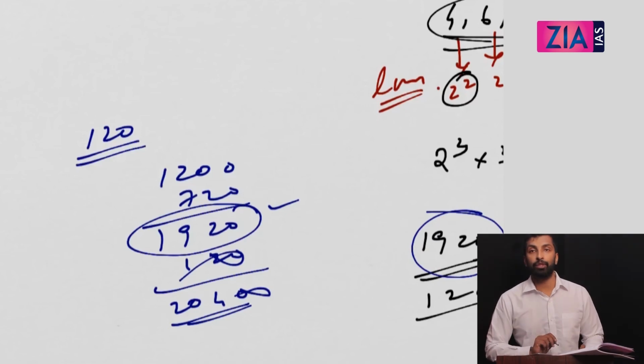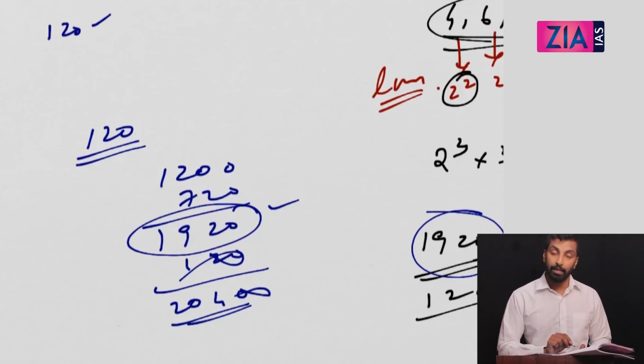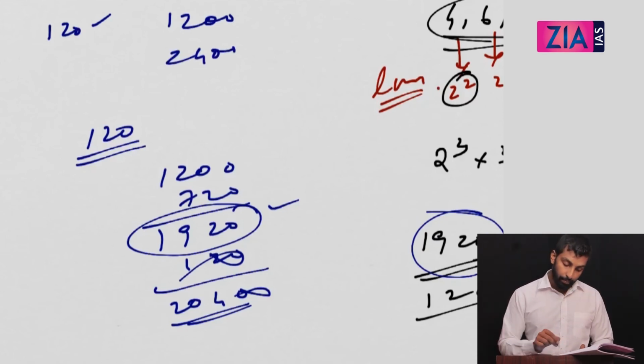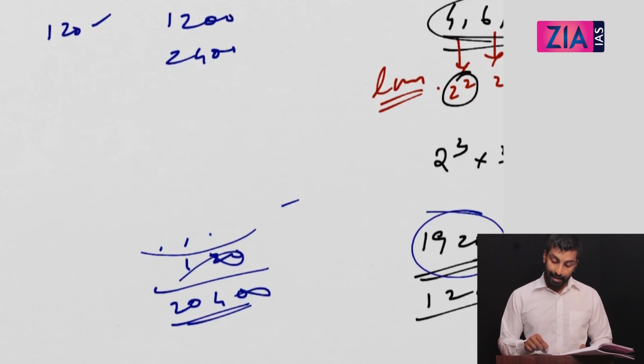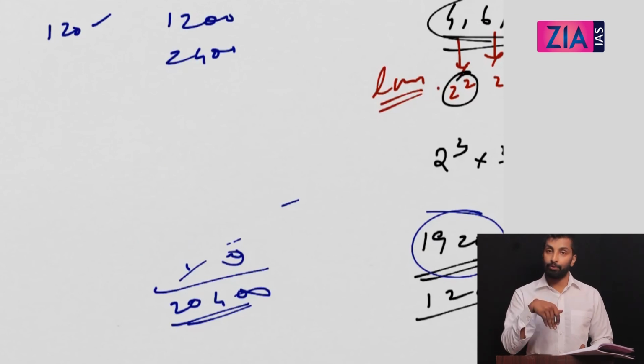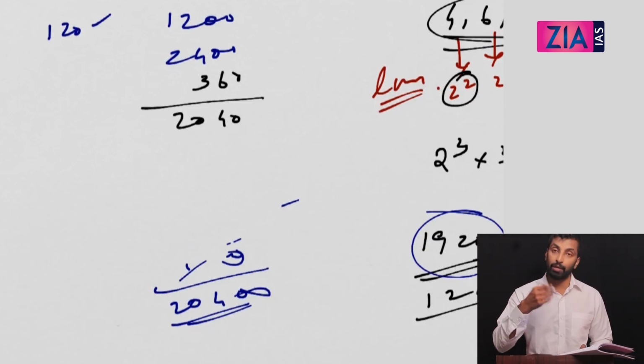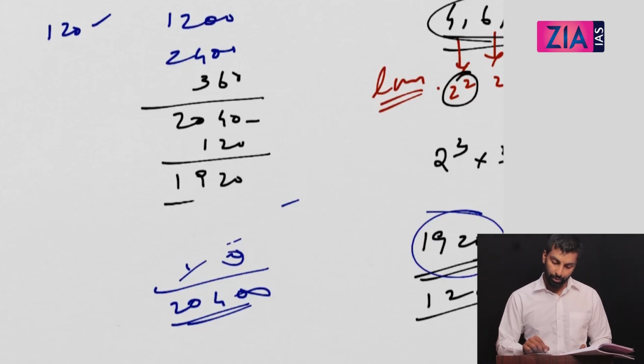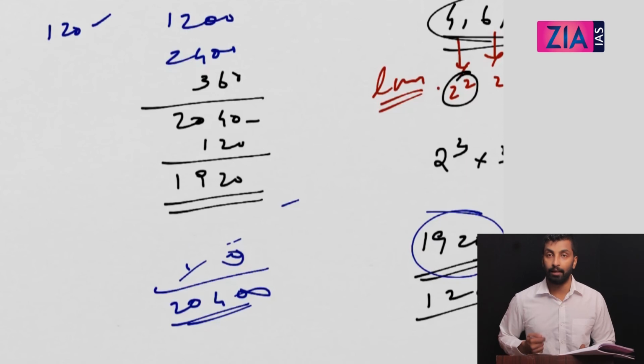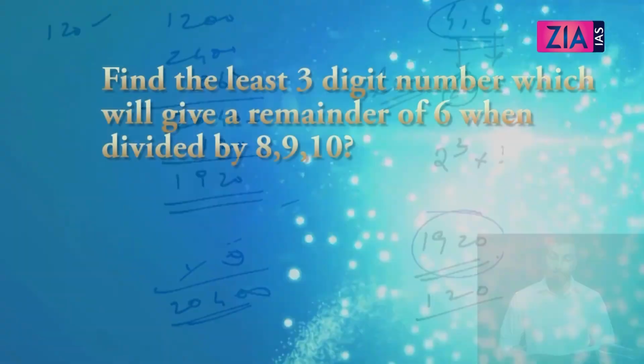Or the other way in which you can find it is, if 120 is the multiple, then 1200 is a multiple, then 2400 is a multiple. Okay, but since 2400 is greater than 2000, subtract 120 and another 120, so 240, and another 120, so 360. So when you subtract 360, you get 2040, which is also greater than 2000. So subtract one more 120, so you get 1920. In any way you can find it. You will not face difficulty in finding the answer for this.